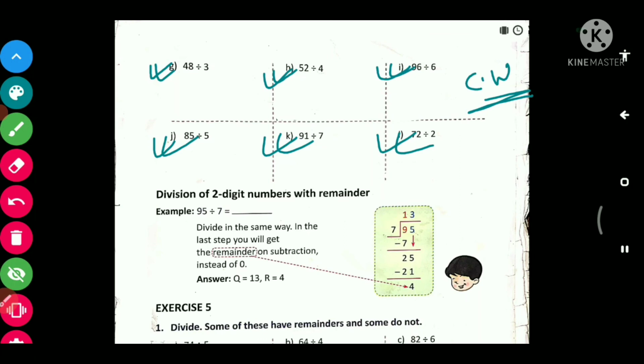so just like this, you have to first of all see the tens place value. If the tens place value is greater than or equal to the divisor, then we'll take only the tens place value. Otherwise, if it is smaller than the divisor, we'll take the two values. We'll take the tens place value as well as the ones place value.